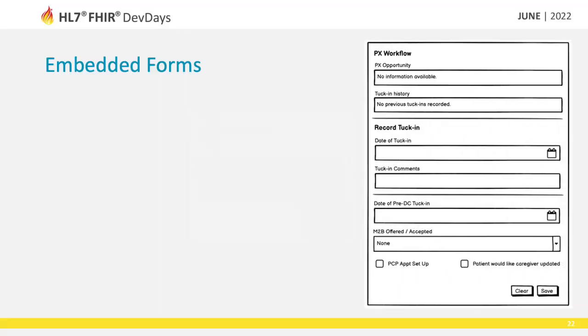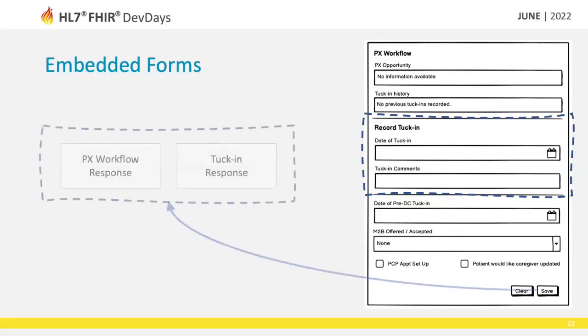Here we have the PX workflow form again. This time we have some new fields in the center of the form to record a token. This whole section is a separate form which is embedded inside the parent form. When the user submits the parent form, two questionnaire responses are created. One to capture the values on the parent form, and another to capture the values on the embedded form.